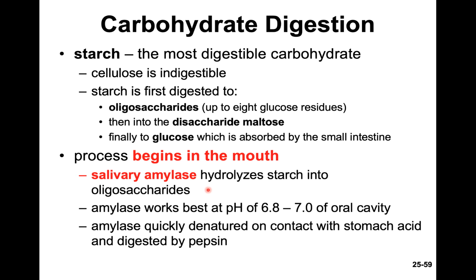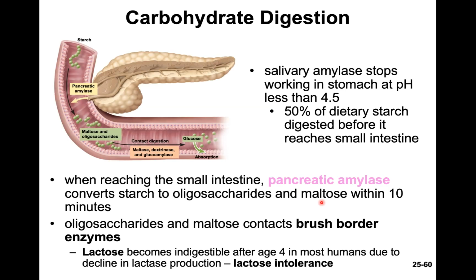Salivary amylase works best at neutral pHs, and it's quickly denatured once it goes into the stomach because of the stomach acid. But not to fear, once the chyme leaves the stomach and goes into the duodenum, your pancreas secretes pancreatic juices, which includes an ingredient called pancreatic amylase.